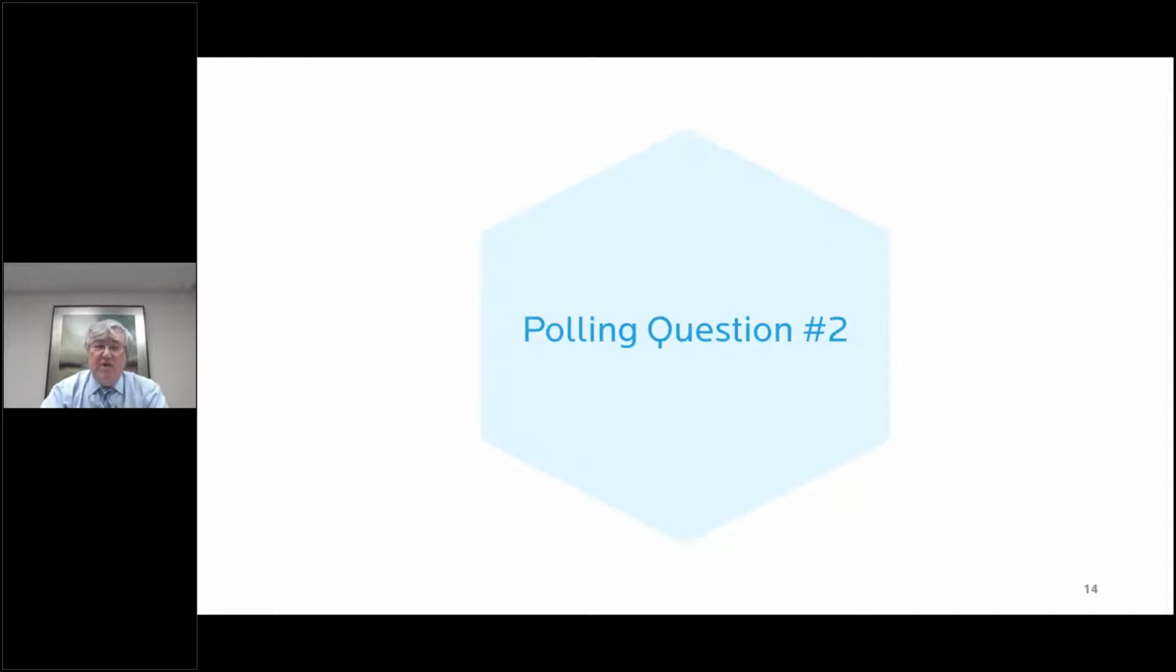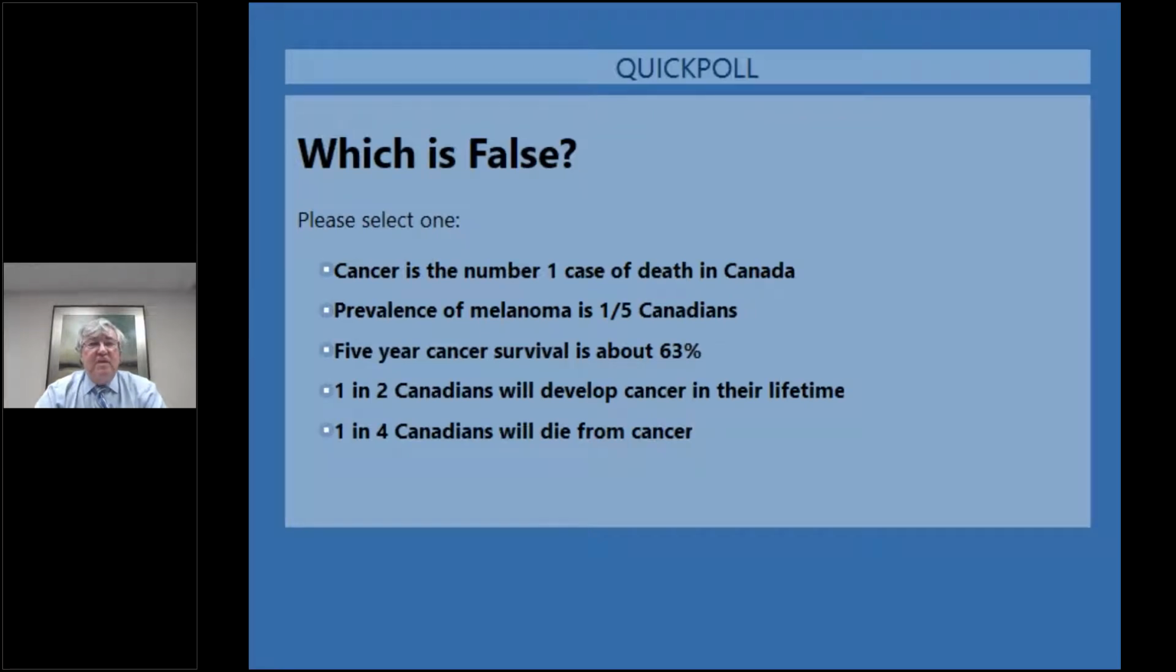I'm going to ask you a polling question here. You bring up the polling question. So of these 5 here, which one is false? A, B, C, D, or E? Cancer is the #1 cause of death in Canada. Prevalence of melanoma is 1 in 5 Canadians. 5-year cancer survival is about 63%. 1 in 2 Canadians will develop cancer in their lifetime, and 1 in 4 Canadians will die from cancer at some point. Can you vote?